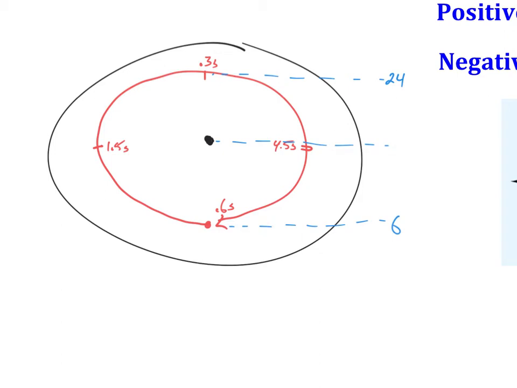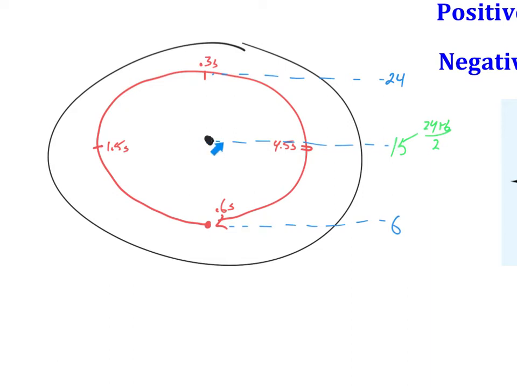Now, if I know the minimum and the maximum, I can figure out the middle. So I can figure out what number is smack dab in between 6 and 24. Essentially, I'm just going to take the average of those two numbers. So add them together, chop it in half. I would get 15.